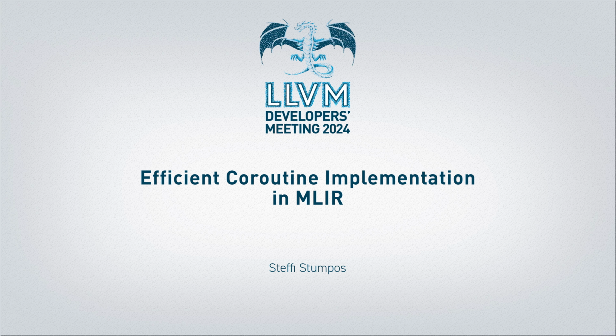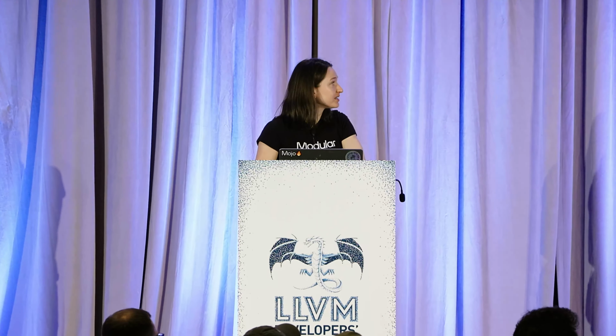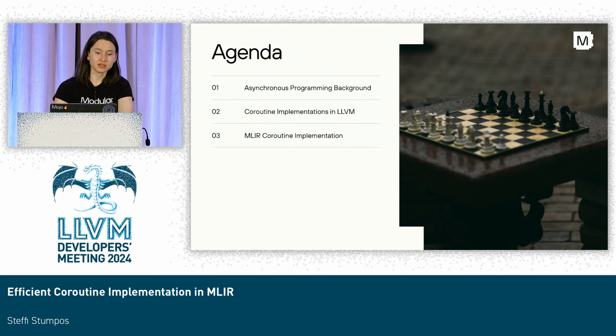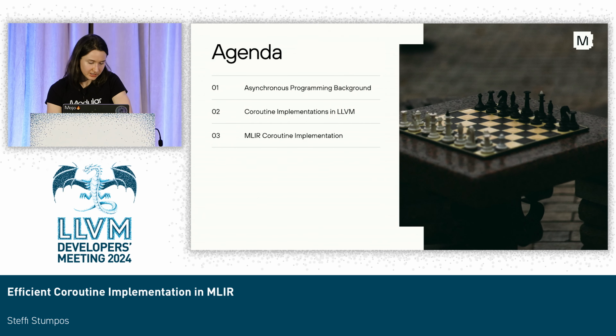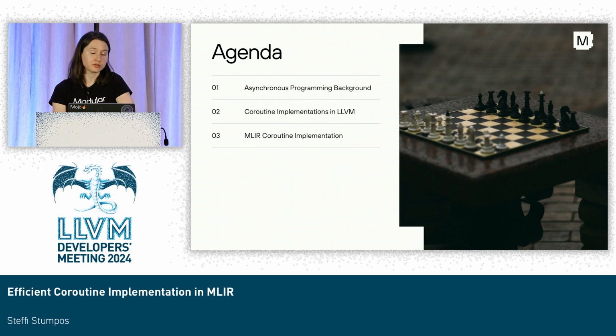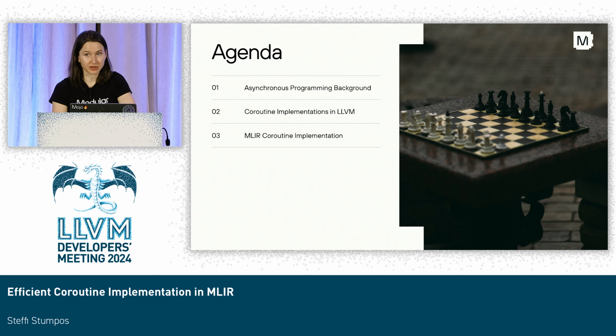All right, let's talk about coroutine implementation in MLIR. I've split it into 3 parts. So first, I want to define the problem and give a little background on asynchronous programming. Then we'll explore LLVM's solution to coroutines and why it didn't work for us. And finally, we'll look at what we had to do to design coroutine lowering in MLIR.